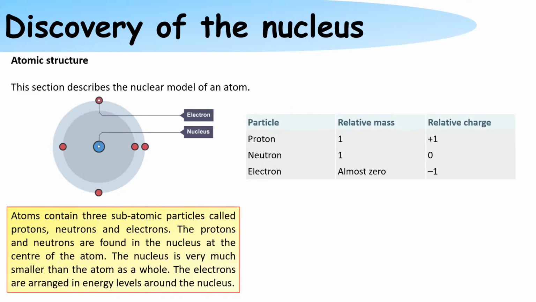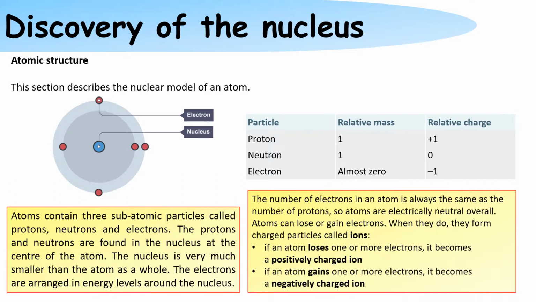So protons have a positive charge, neutrons have no charge, and electrons have a negative charge. The number of electrons is always the same as the number of protons, so atoms are electrically neutral overall. Atoms can lose or gain electrons. When they do, they form charged particles called ions. If an atom loses electrons, it becomes positively charged. If an atom gains electrons, it becomes negatively charged.